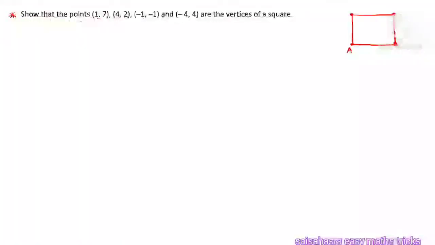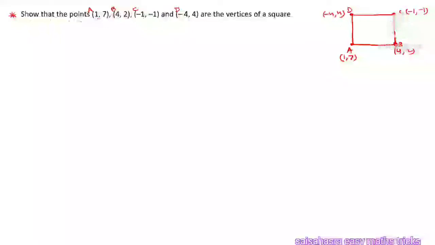Give the names: let us assume this point is vertex A, this is vertex B, vertex C, and vertex D. A is 1 7, B is 4 2, C is minus 1 minus 1, D is minus 4 4. First, we should know the square properties.